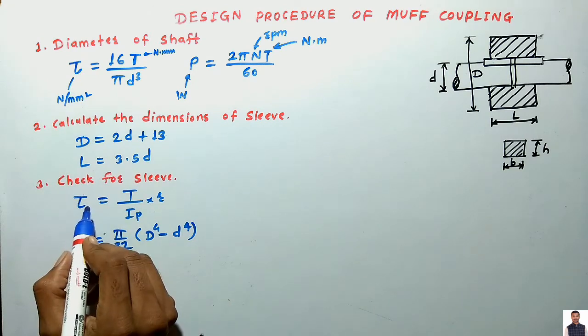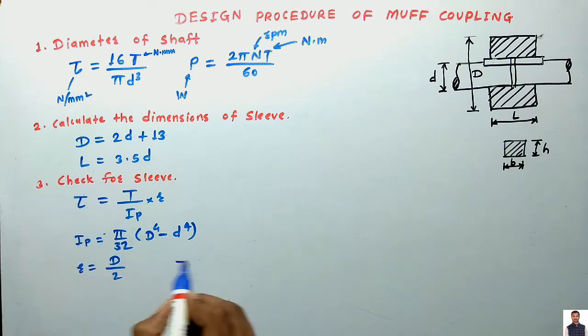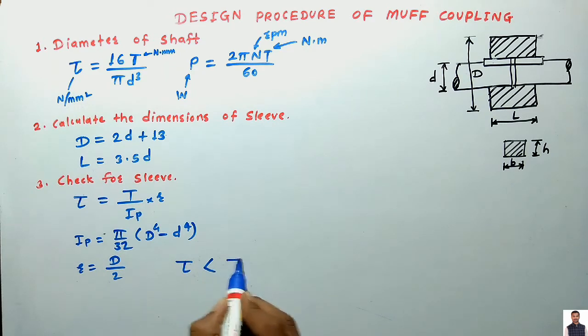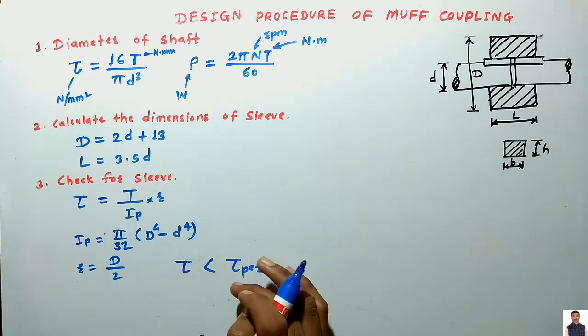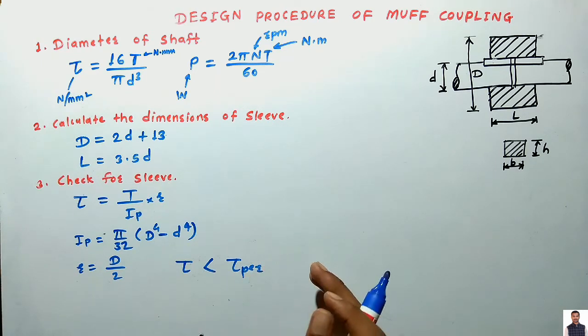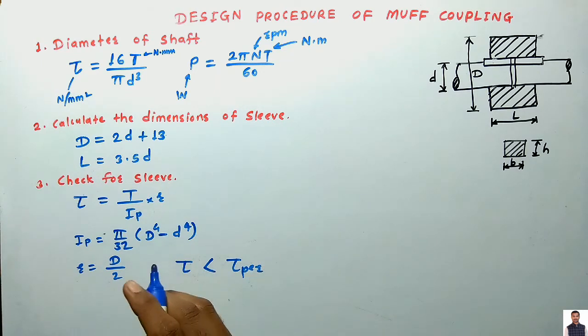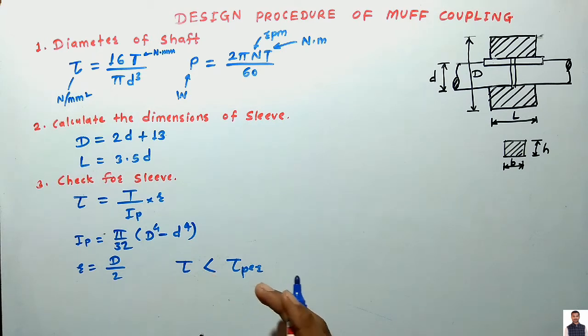And this is the checking step. If this tau is less than tau permissible, then the design will be safe. And if tau is greater than tau permissible, then the design will be unsafe. So this is the check for sleeve.